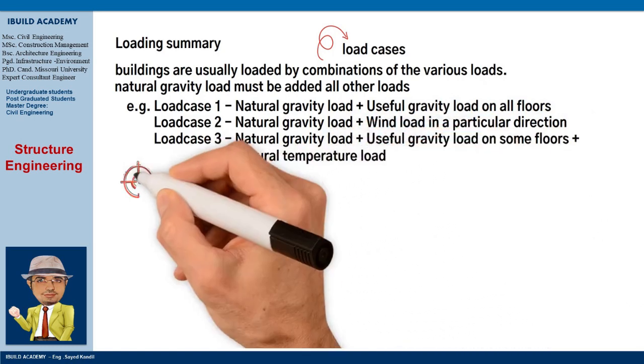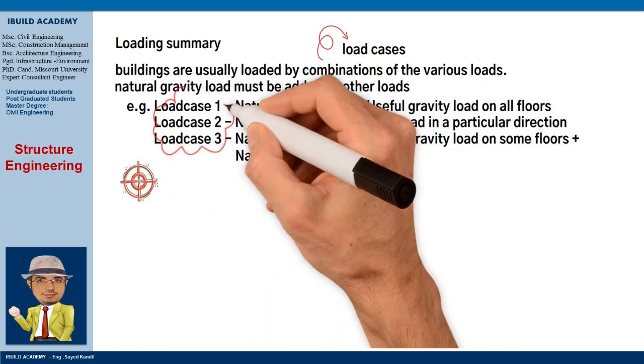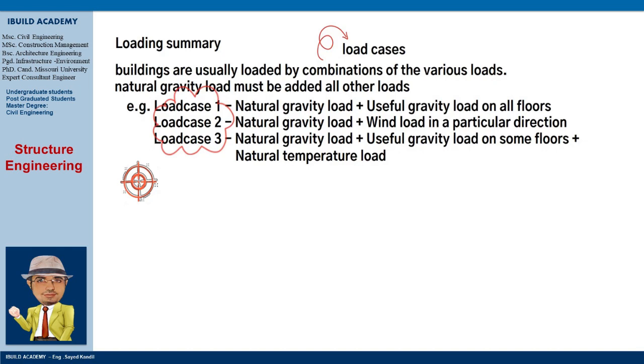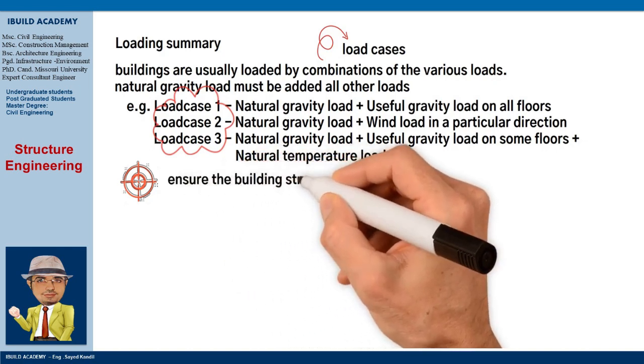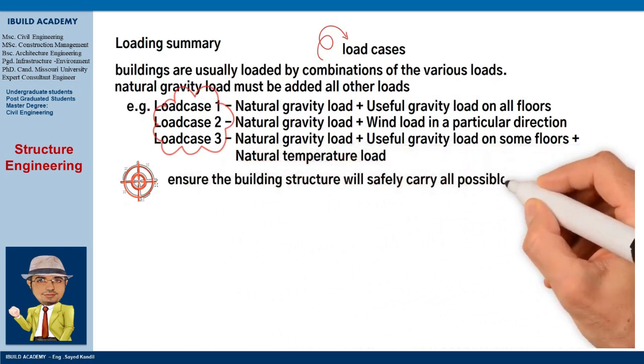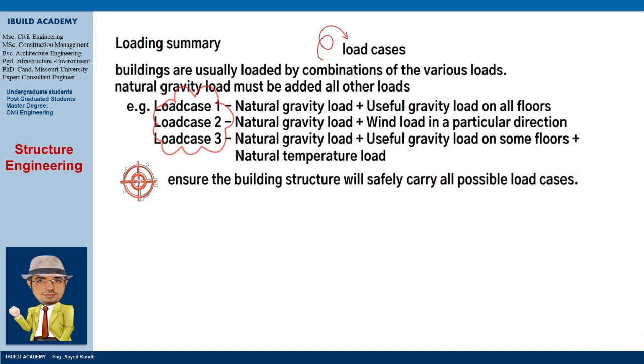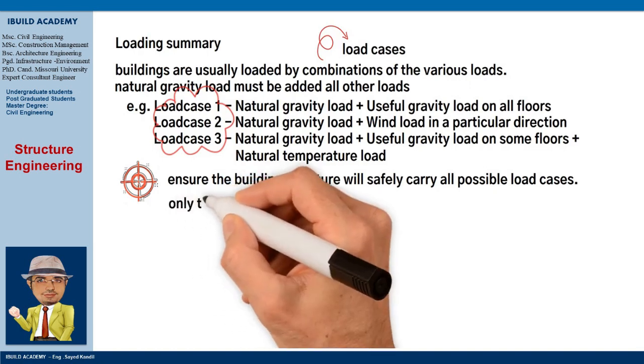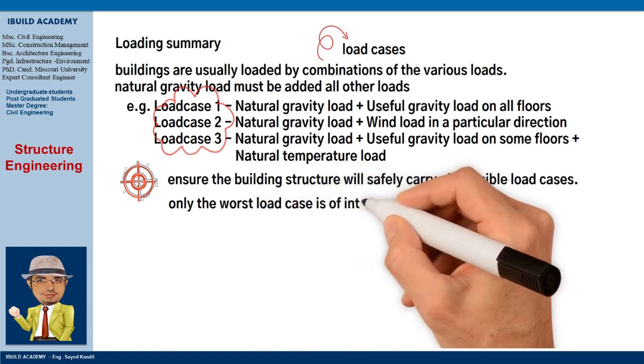However, the purpose of considering these different load cases is not to find as many load cases as possible, but to ensure that the building structure will safely carry all possible load cases. This apparently contradictory statement means that only the load cases that cause the biggest effect on the structure need to be considered. In other words, only the worst load case is of interest.